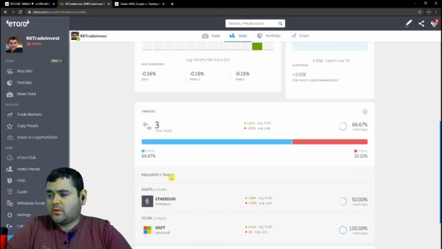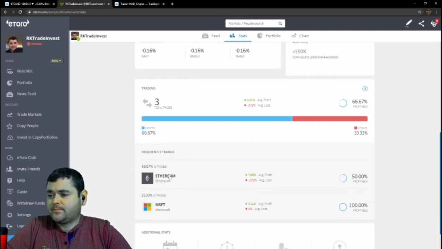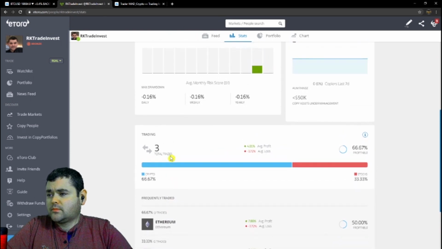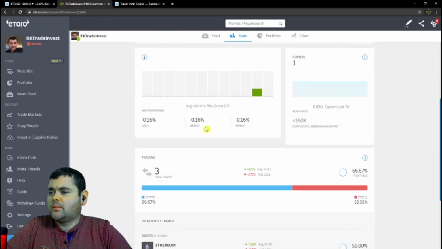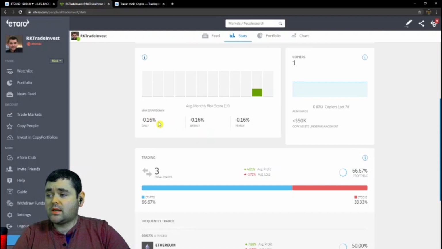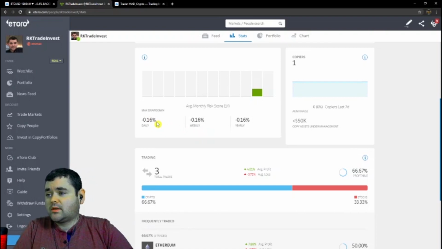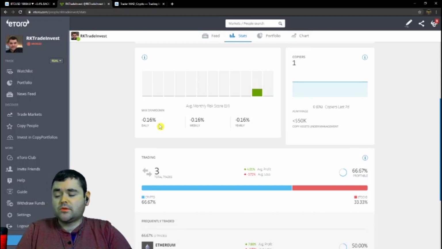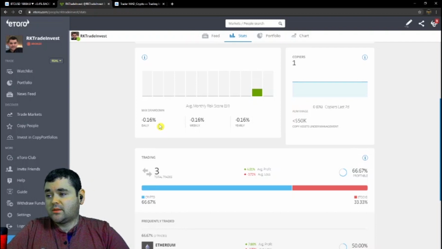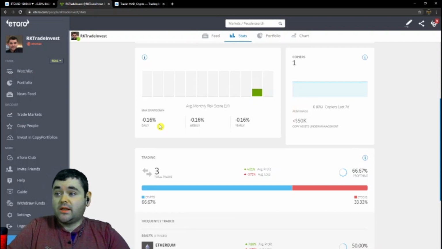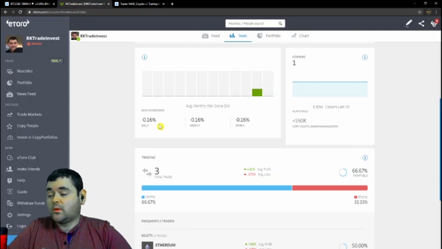The max drawdown was 0.16% of my total capital. The max drawdown, if anyone doesn't know what that means, is the total in the month of November, because it's the only month that I've actually made trades on here. It's the total amount that my account went into a negative in order to make that 0.41%, which was 0.16.